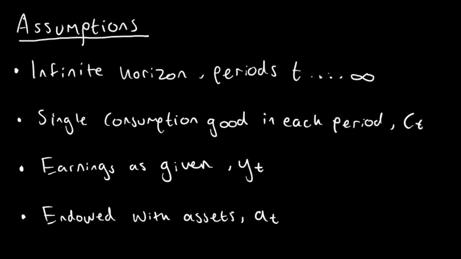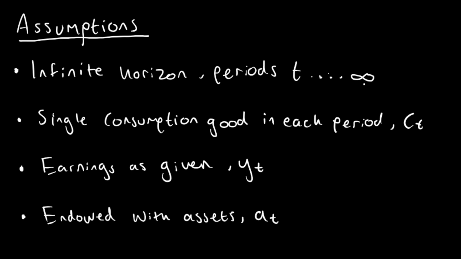So I've done a previous video where I derived the Euler equation in a two-period model of consumption, and the assumptions in that model were very similar to the assumptions listed here. However, there's going to be one key difference in this case, and that is that instead of having two periods in the model, we're going to have infinitely many periods, or an infinite horizon, which means we're going to have period t, period 1, 2, 3, up to infinity.